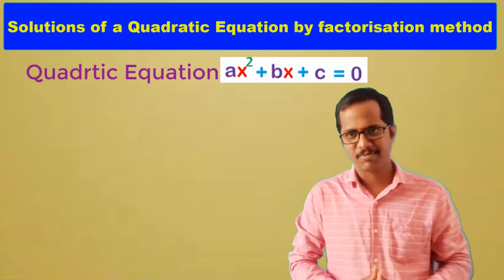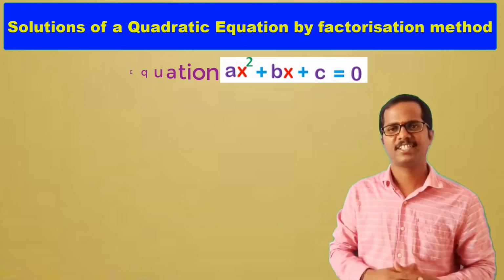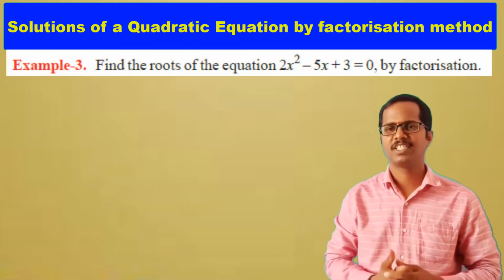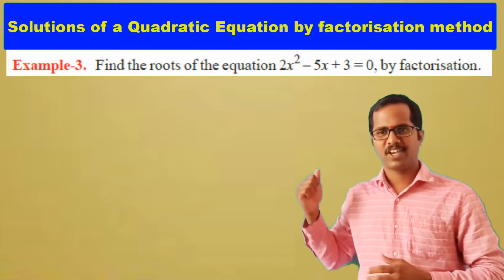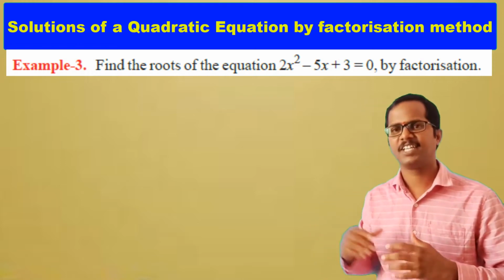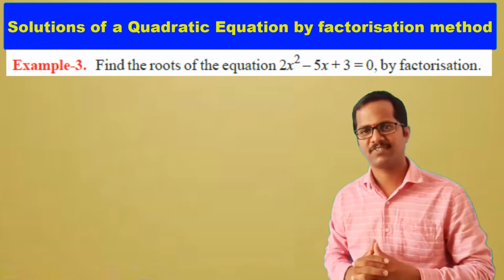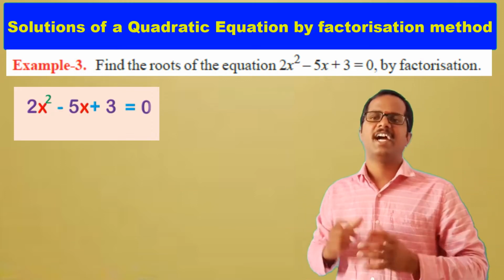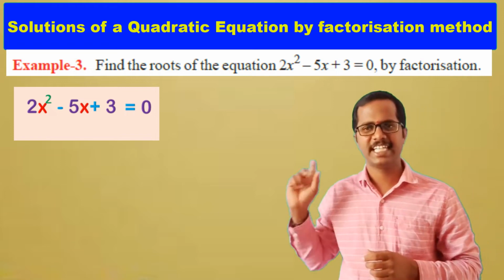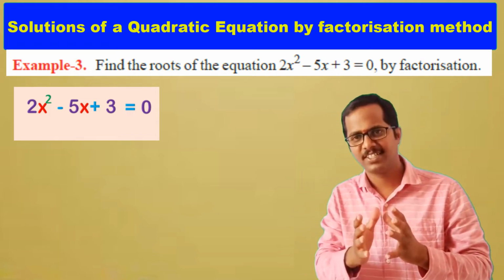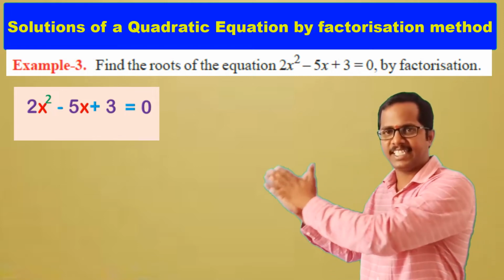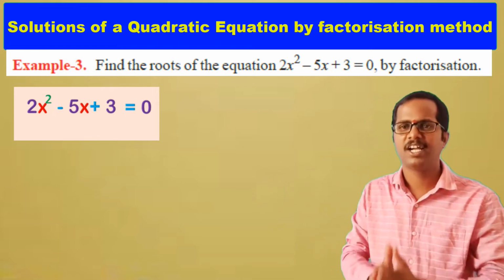Let us understand this by taking one example. Let us take the example that is given in our textbook. Example 3. Find the roots of the equation 2x square minus 5x plus 3 equals 0. So here the given quadratic equation is 2x square minus 5x plus 3 equals 0, and we need to find the roots or the solutions of this quadratic equation. For that, what is the process that we are going to use? Yes, to factorize this, we need to split the middle term.